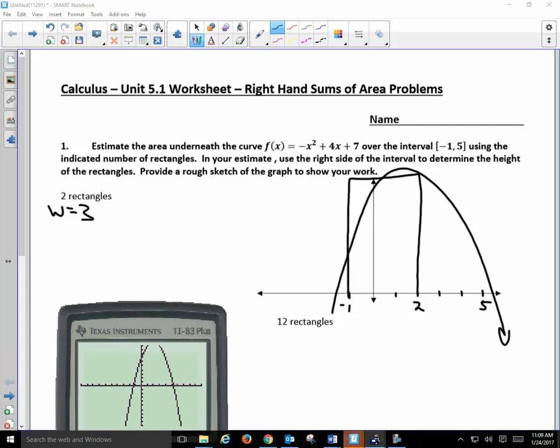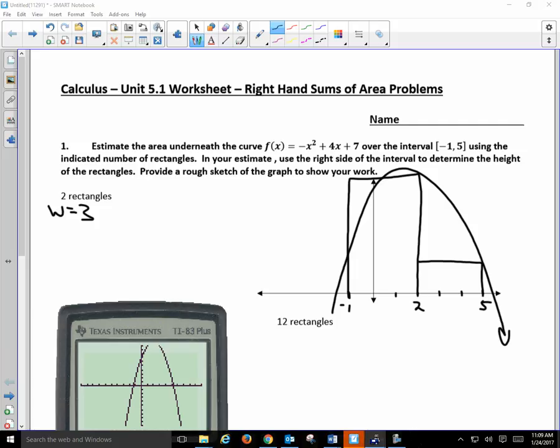So does it look like that would be an overestimation or an underestimation? According to how I've drawn it, it looks like a little bit of an over, but who knows? Maybe I didn't draw it very well. And then from 2 to 5, do I draw the rectangle at 2 or 5? That doesn't look like a very tall rectangle. That looks like it's definitely an underestimation, right?